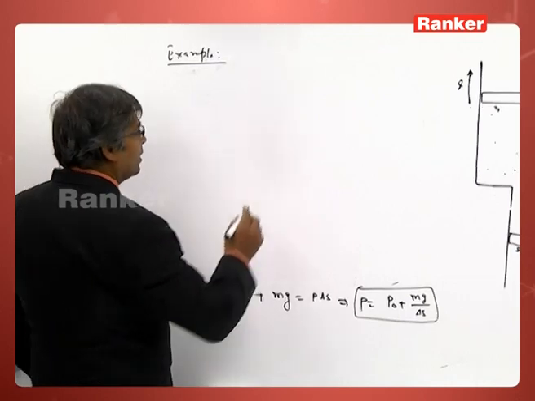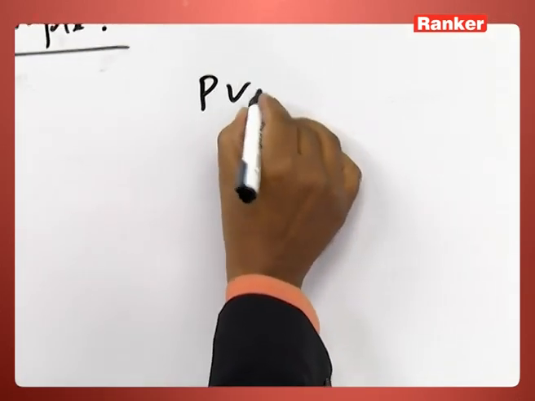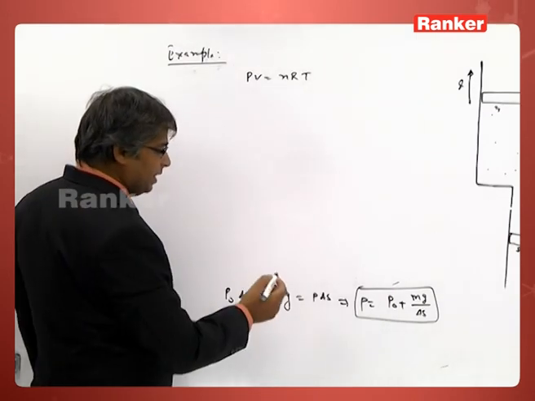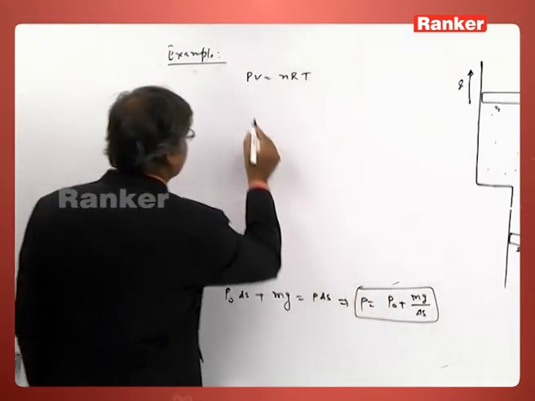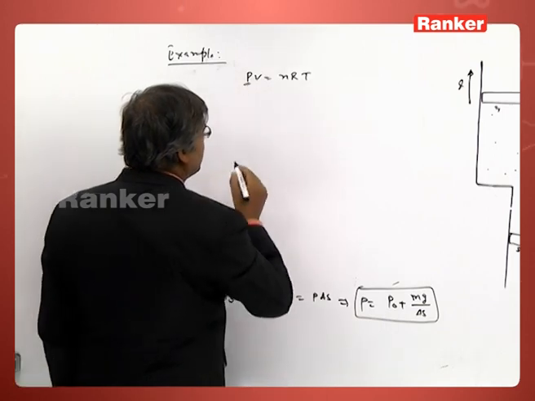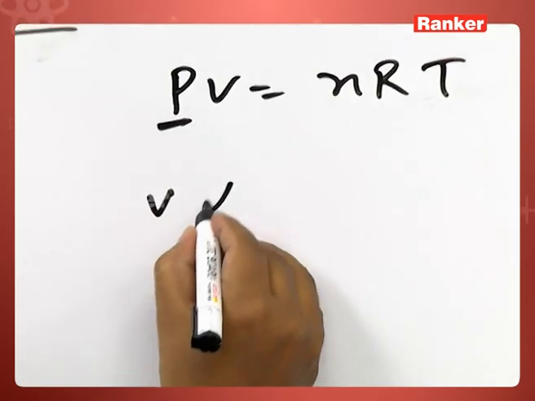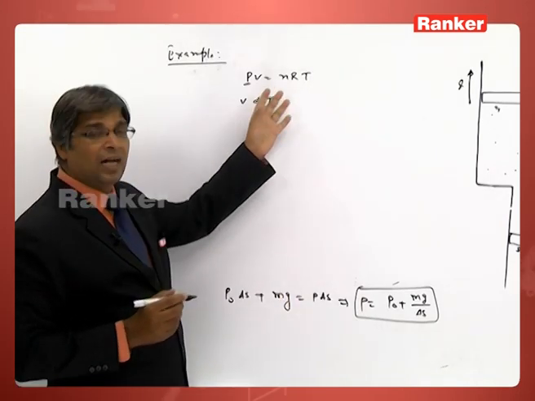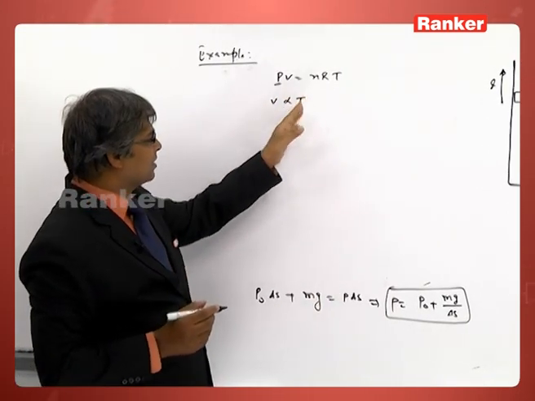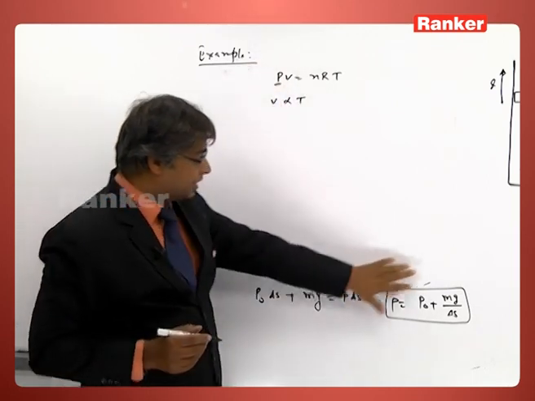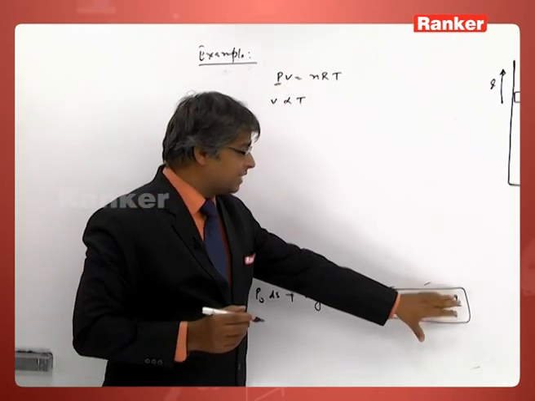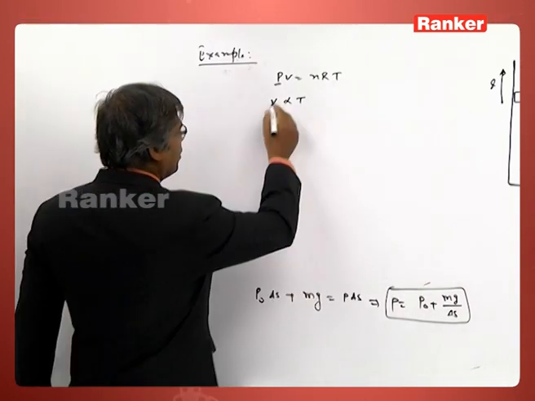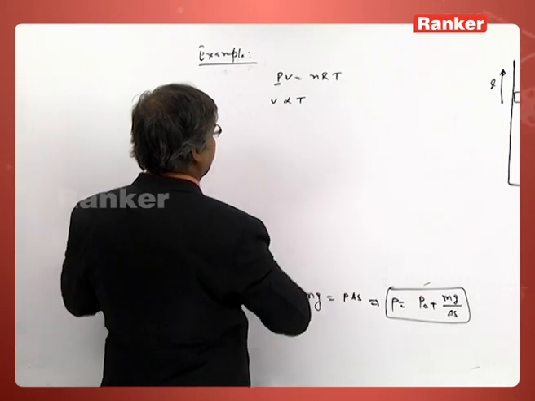So here we will write PV equals nRT. Here you see the pressure does not vary, so V will be proportional to T. So it is actually not Boyle's law, it is Charles' law. You can see that at constant pressure this is an isobaric process. Pressure is constant throughout the process, so volume will be proportional to delta T.